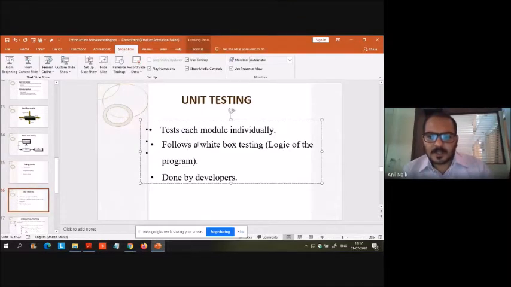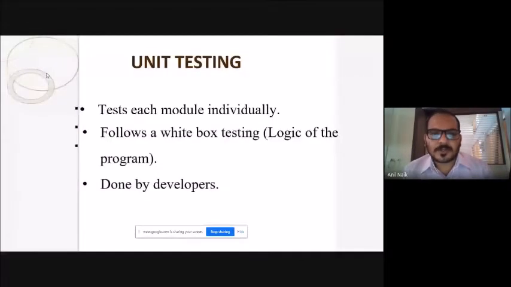So as I already told about unit testing. Unit testing means it tests each module individually, and it follows white box testing. White box testing means it is done by the developers, because we need to analyze the code. Just keep in mind, unit testing is done by the developers.